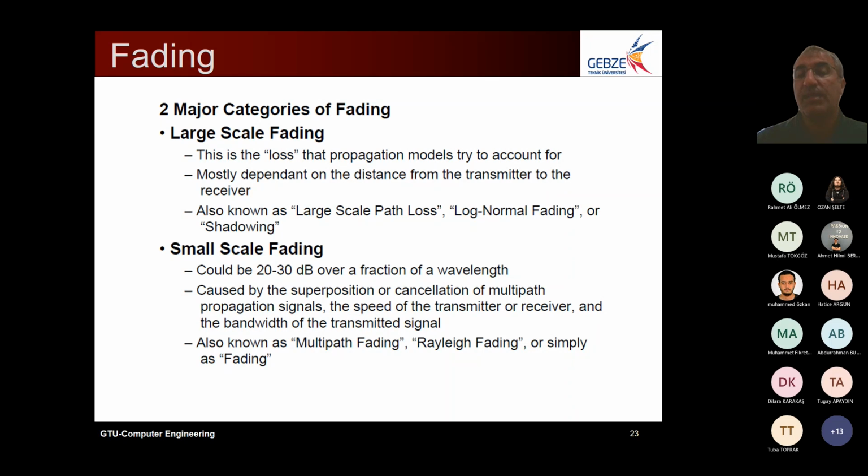The second type of fading is called small scale fading. And this small scale fading effect can be between 20 up to 30 dB. This is caused by the superposition or cancellation of multipath propagation signals, the movement or speed of the transmitter or receiver, and the bandwidth of the transmitted signal. So this is also known as multipath fading, Rayleigh fading, or simply as fading.